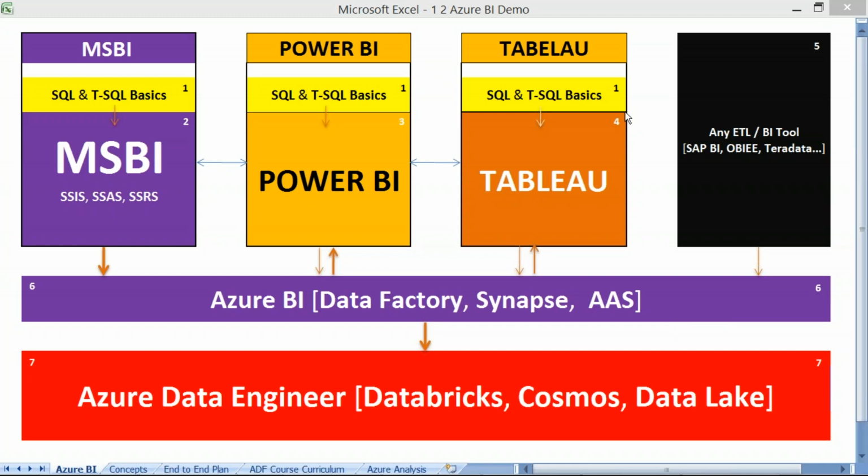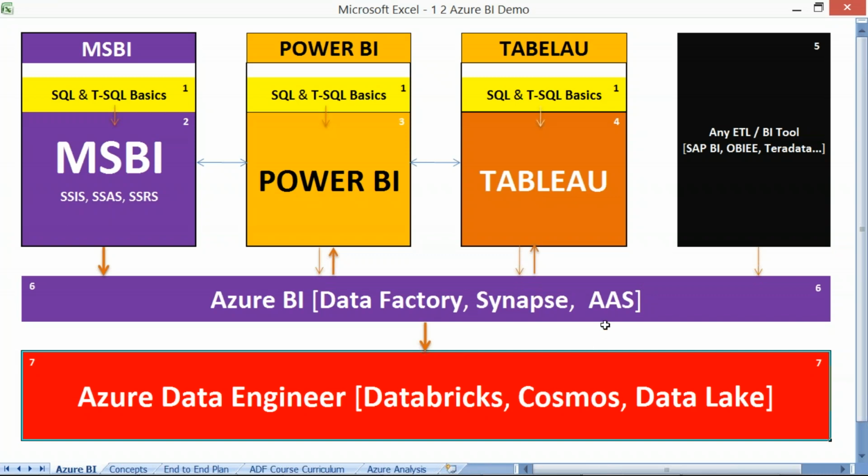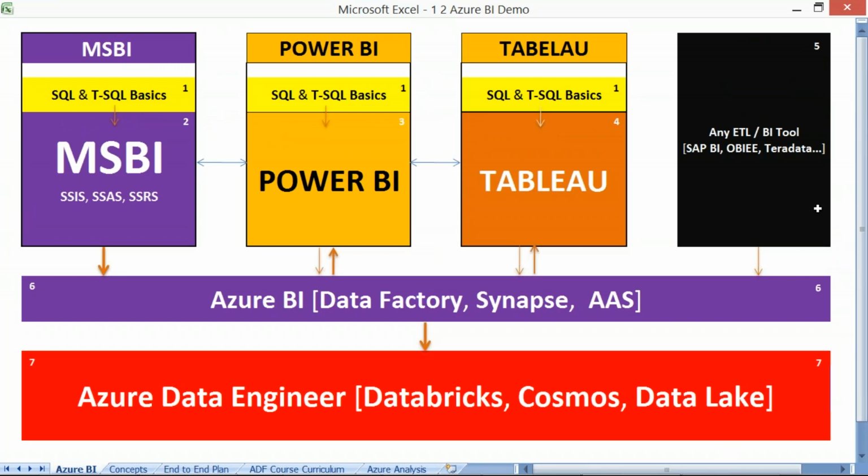Next. With this information, you can choose for only core Azure BI or the complete Azure Data Engineer. It actually includes everything from here: Data Factory, Synapse, and Databricks, Cosmos, and Data Lake. So the choice is yours based on your resume plan or the job requirements. Now what we actually do in Azure? Yes, let's understand slowly, step by step.